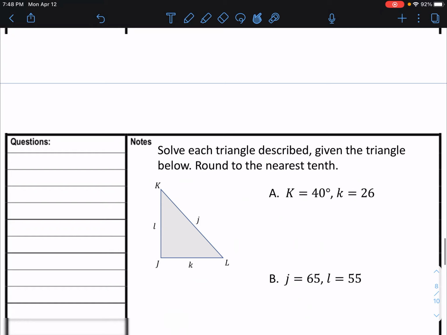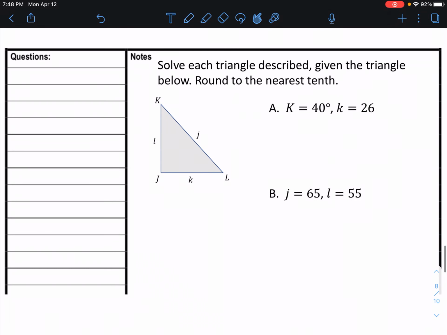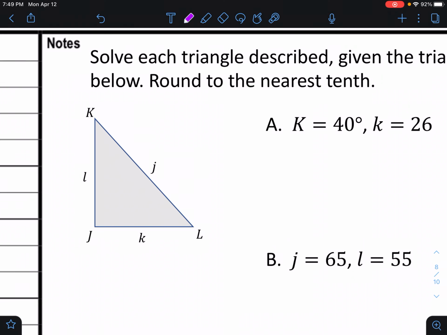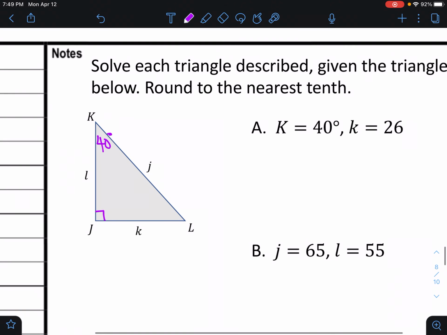Now, how do we apply this to some other things? Here, there's two problems. It says solve each triangle described, given the triangle below, round to the nearest tenth. When it says solve each triangle, what that means is find everything that's missing. So I have, this is 40 degrees. This is my right angle, so I don't need to find that, that's given to you. And then K is 26.